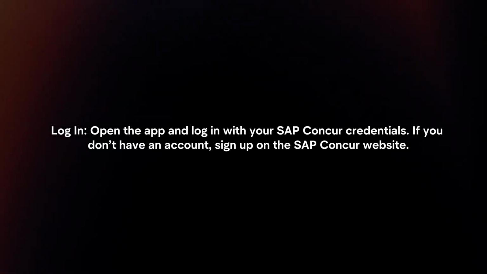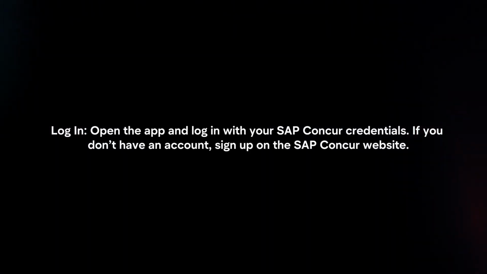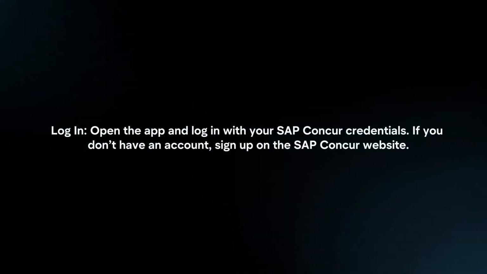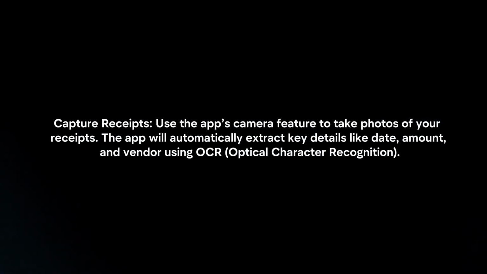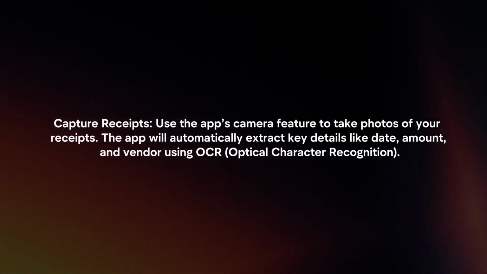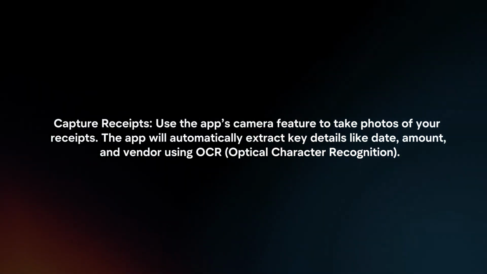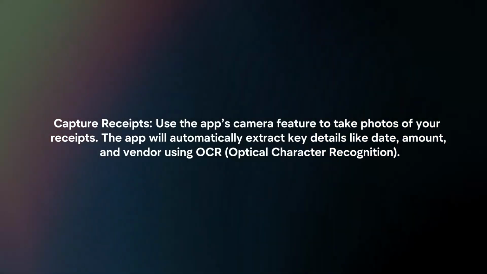Login. Open the app and log in with your SAP Concur credentials. If you don't have an account, sign up on the SAP Concur website. Capture receipts. Use the app's camera feature to take photos of your receipts. The app will automatically extract key details like date, amount, and vendor using OCR.